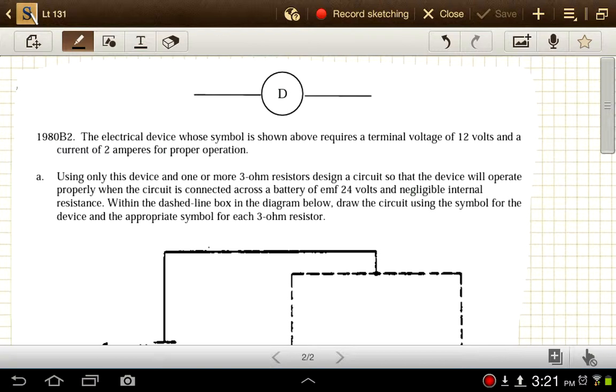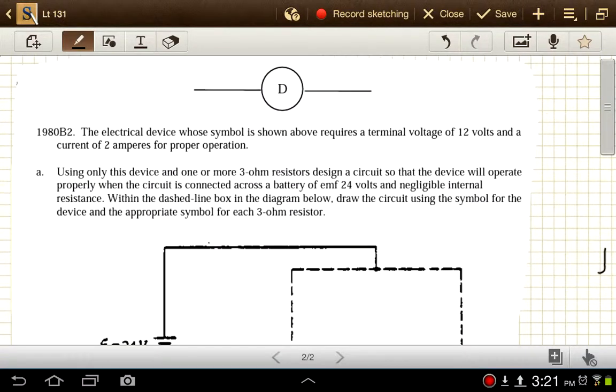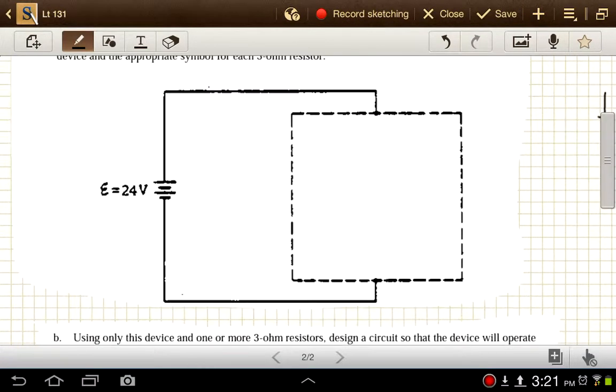So first off, we've got a constant 24 volts for this one. In order to make this work, this component has to have 12 volts going across it, so we can see that we have to have some voltage drop either before or after our device D. I'll go ahead and put in D here, and we have to have some kind of a resistor beforehand. So we have a voltage drop here that has to be 12 volts, because this one has to be 12 volts also, so this has to be a total of 24 volts.